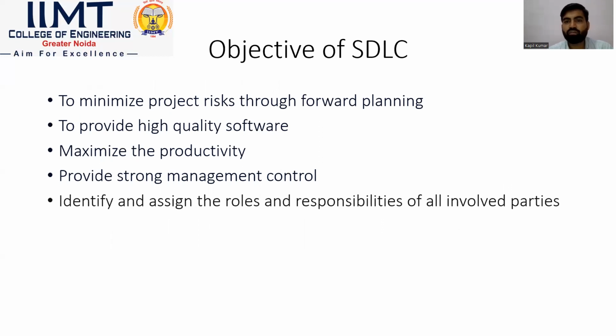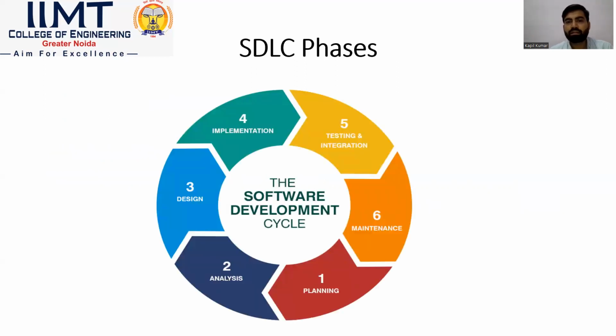There are a few objectives of SDLC: to minimize project risk through forward planning, to provide high quality software, to maximize the productivity, to provide strong management control, and to identify and assign the roles and responsibilities of all involved parties. These are the phases involved in SDLC. The first one is planning, second is analysis, then design, implementation, testing and integration, and the last one is maintenance. Now we will discuss each and every phase one by one.